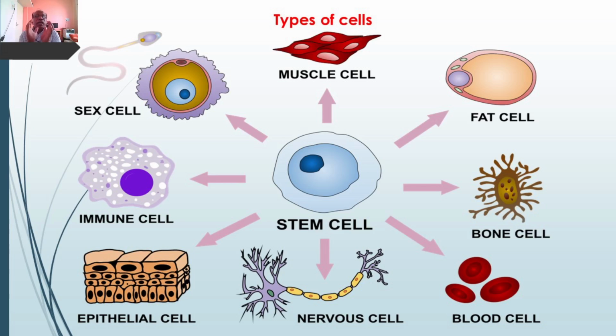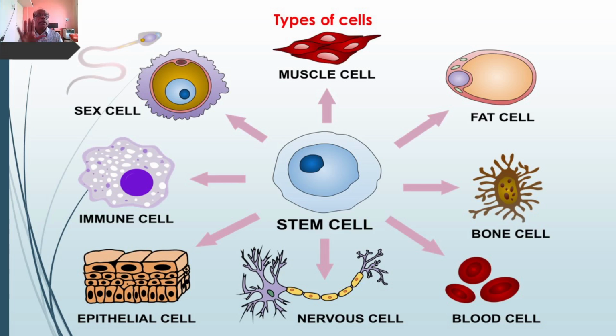So stem cells are called the totipotent cells. Totipotency means these cells have the ability or capacity to develop all types of cells and all types of tissues of the particular organism. So in the center, you just see a stem cell.